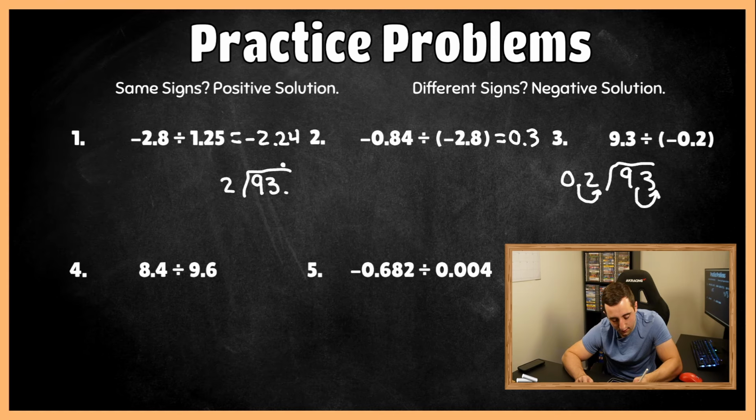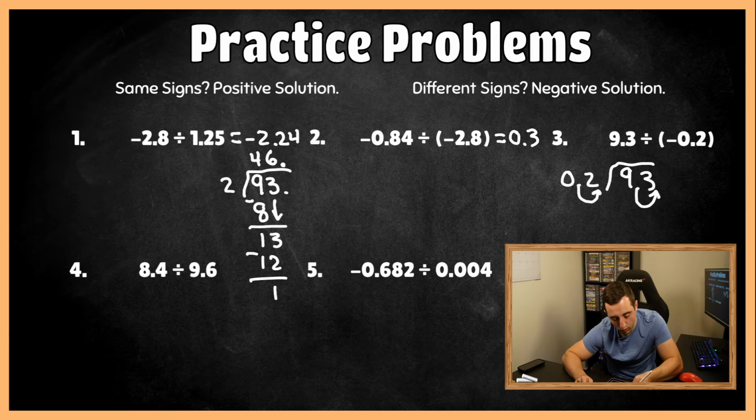2 fits into 9 4 times. 2 times 4 is 8. We subtract, we get a remainder of 1. Well, 2 doesn't fit into 1 at all, so we bring a 3 down. 2 fits into 13 6 times. 6 times 2 is 12. We subtract, we get a remainder of 1.